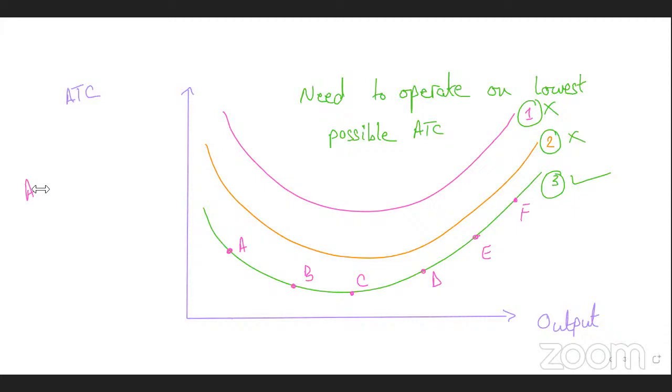All points, right? All points on lowest possible ATC are productively efficient. All points on lowest possible ATC.